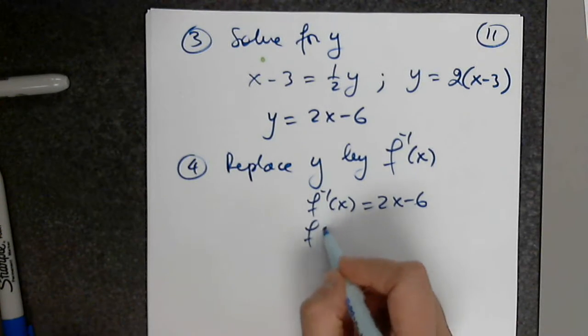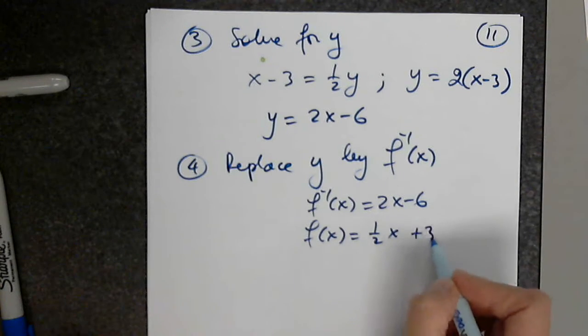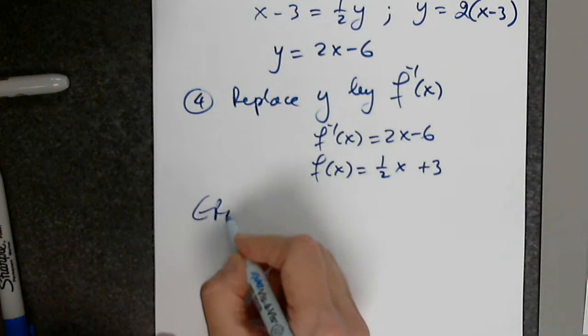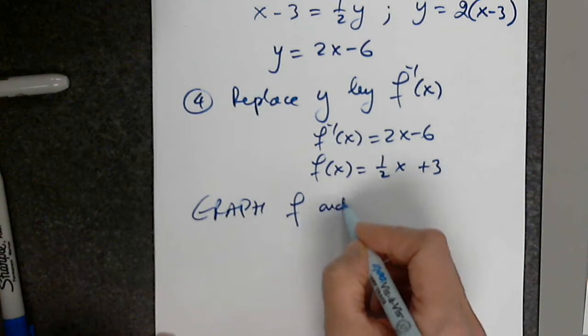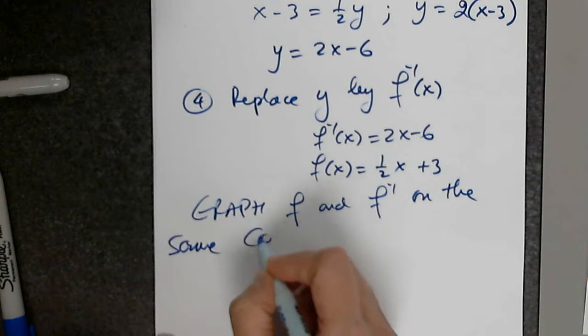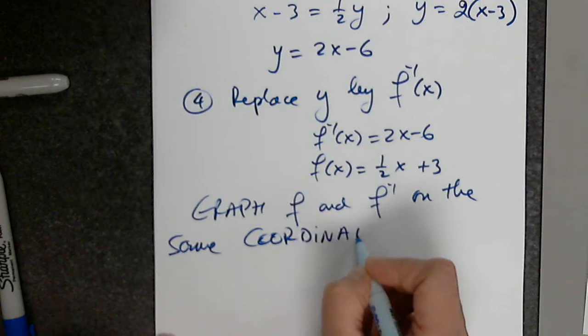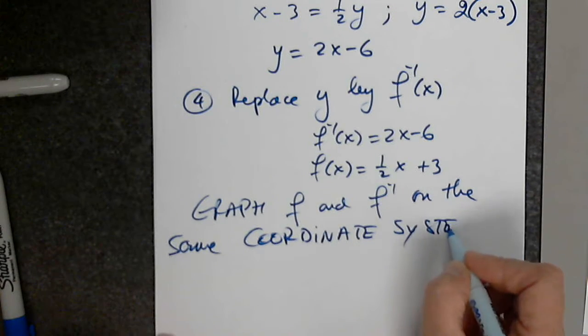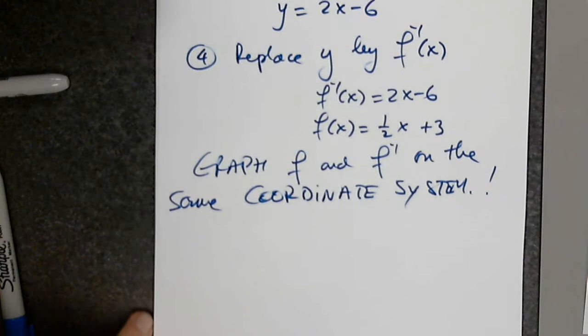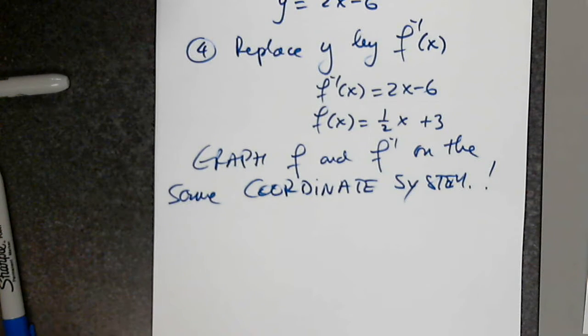So I'm going to copy the function that you gave me. You said 1/2 x plus 3. And now the next step is graph f and f inverse on the same coordinate system. Graph them on the same coordinate system. Oh, they are two what? They are two lines. Very good.